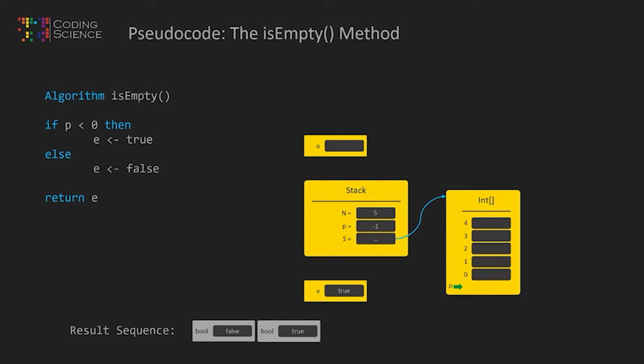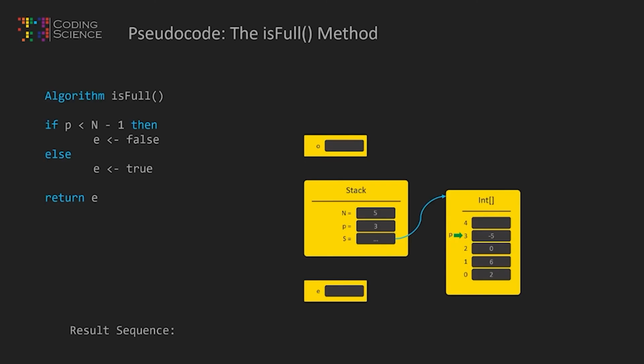And then we have the kind of opposite, which is the isFull function or isFull method, that's supposed to show you if the stack is full. So this is a situation where we are almost full but not full. P is the value 3. So let's try to call the isFull function. The check we do is still on p.